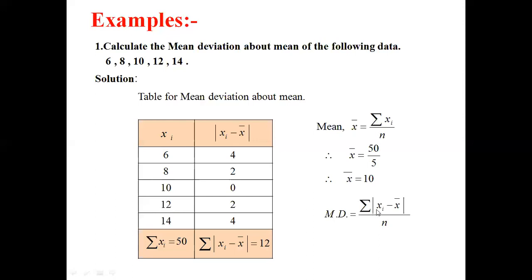Here, summation of mod of xi minus x bar upon n. So the summation of mod of xi minus x bar is equal to 12 upon n. The total number of observations is equal to 5. So 12 upon 5. Just simplify this. Then we get the mean deviation is equal to 2.4. That is the last answer.